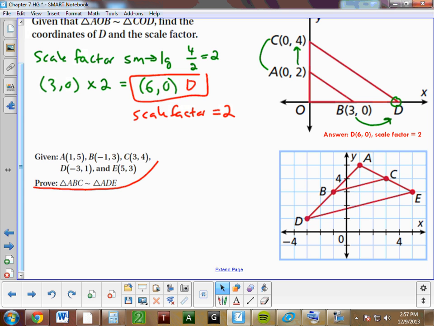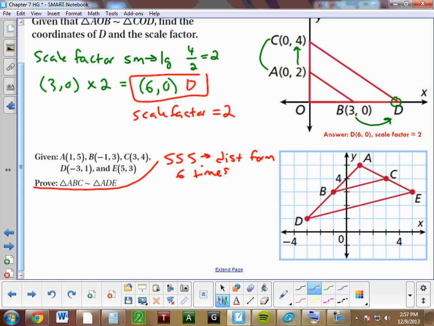So you have options. You could show side, side, side, and you'd have to use the distance formula to show the sides are proportional. I'm a little bit lazy and I don't want to do that, so I think what I'll do is show that the lines are parallel. So I'm going to do angle, angle.